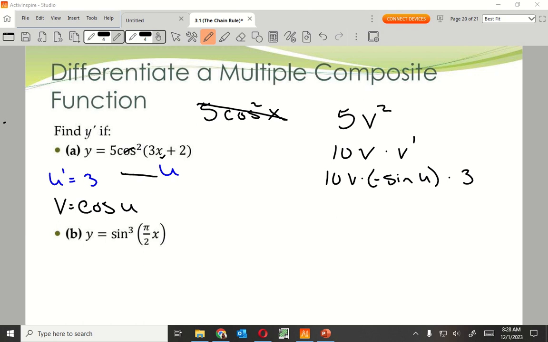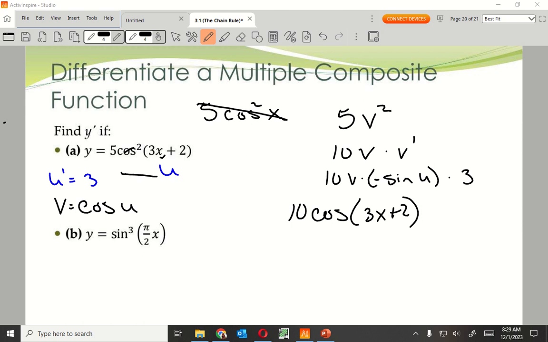All right, so let's plug it back in. So my v is what? 10 cosine, right? And cosine of what? What is u? Which is 3x plus 2. Cosine is my v. V prime is cosine of u. And what is my u? 3x plus 2. Yeah, that's what I was saying.